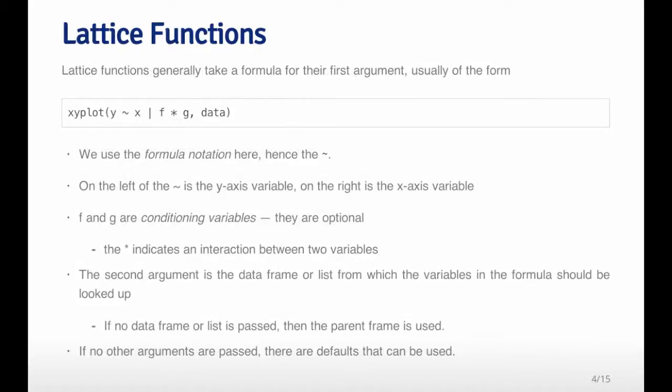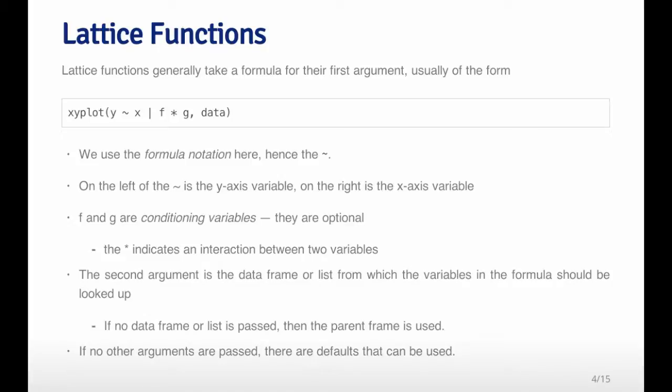And so I'll just talk a little bit about the xyplot function right now because I think it's the most important. The basic function call for xyplot uses a formula notation. So you have y tilde x. The y is going to be whatever's on your y-axis, and x is going to be whatever's on your x-axis. And then you have this vertical bar which separates what are called conditioning variables. And so f and g are going to be categorical variables that you condition on.